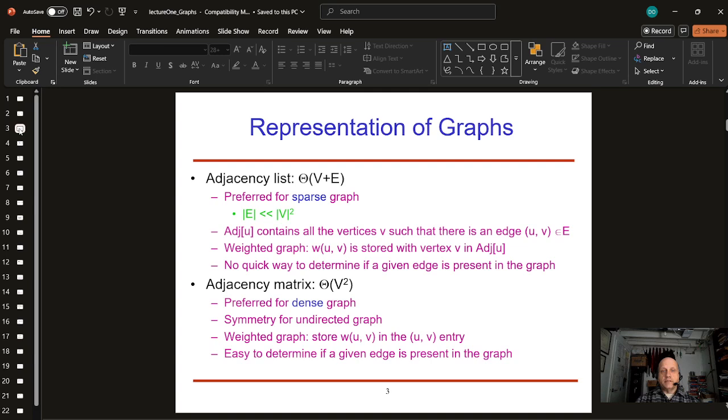Representation of graphs. Okay, adjacency list. Okay, and that's omega V plus E. Okay, preferred for a sparse graph. And in this case, the adjacency list contains all the vertices v such that there's an edge u to v within E. Okay, so this is where we're taking consideration of the edge and we're associating weights to them. This again speaks to my earlier points that not all problems have equal weight to a given path.